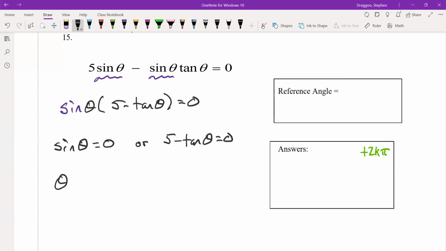Off the left, that's just the unit circle. Theta is either equal to 0 or pi. So I can just drop those two answers in the box. Cool, left side's done.